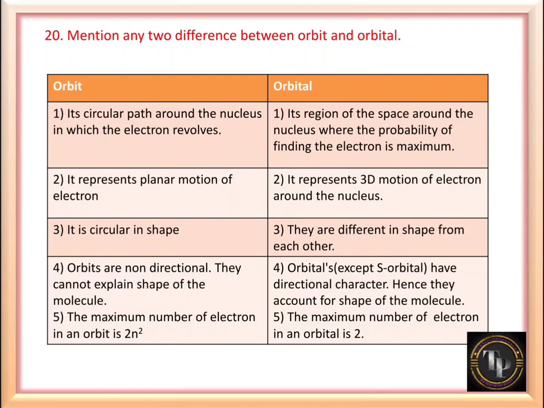The maximum number of electrons in an orbit is 2n square. The maximum number of electrons in an orbital is always 2. Remember. You may ask, sir, in p orbital 6 electrons are there. But in p orbital, again, suborbitals are there: px, py, pz. In each suborbital, how many electrons? 100% 2 electrons, guys. Remember.